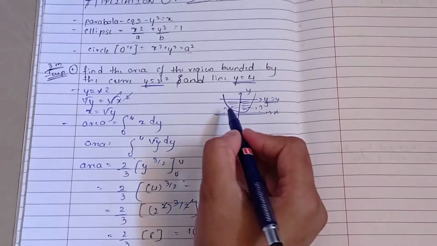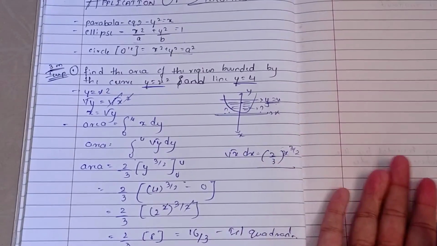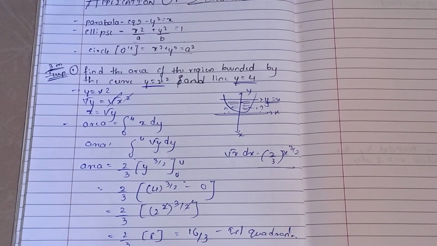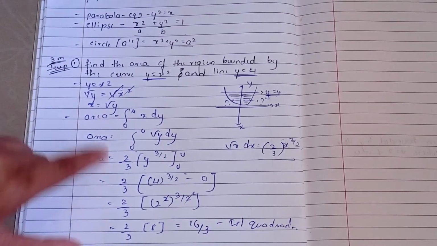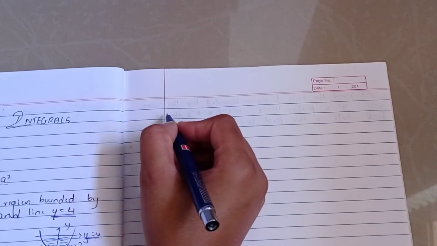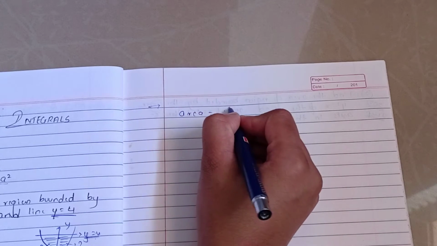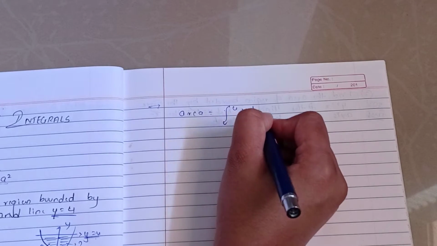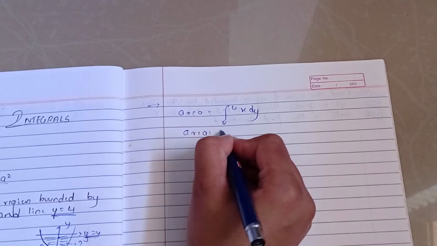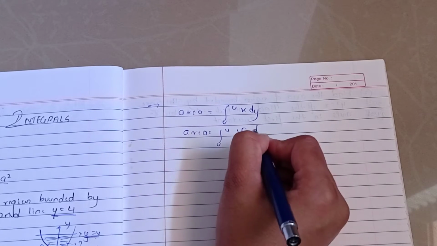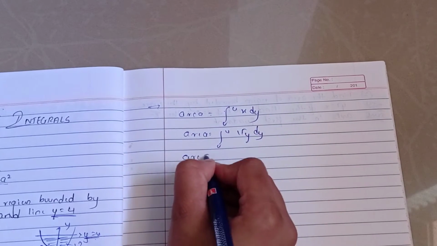So let's find the second quadrant. It is easy and similar. We should just multiply by 2 here. Okay, let's find that also. So same only. Area 0 to 4 x dy. Area 0 to 4 root y dy. This is for the second quadrant.